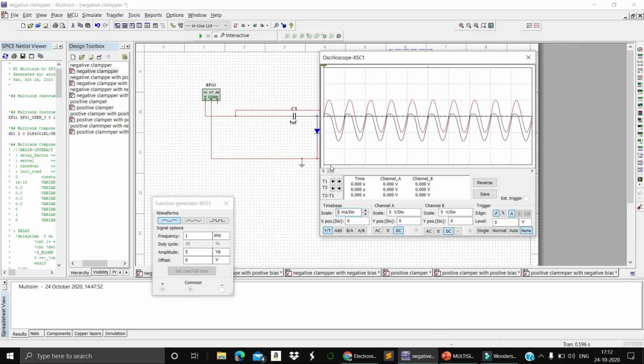In this way, the negative clamper circuit works. Whatever voltage you give, it will be clamped and the output is given as a negative voltage. During the negative half cycle, the capacitor charges to minus Vm volts, and during the positive half cycle it gets Vm volts again, so the total output is minus 2 Vm. In this way we get an output entirely below the time axis.